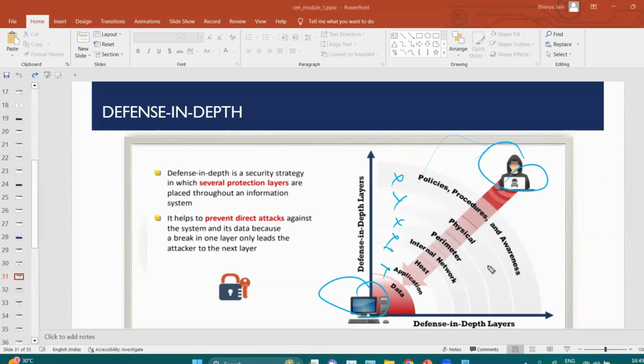So if the attacker manages to crack this layer, then he has to enter the next layer, and put equal effort into cracking or breaking that layer, and then this layer, this layer, and so on. So this is known as defense in depth, which is layered security. This is a very effective manner of securing the device, but it also involves a high budget. So it depends on the company, the size of the company, and of course the budget of the company. That is the main thing.